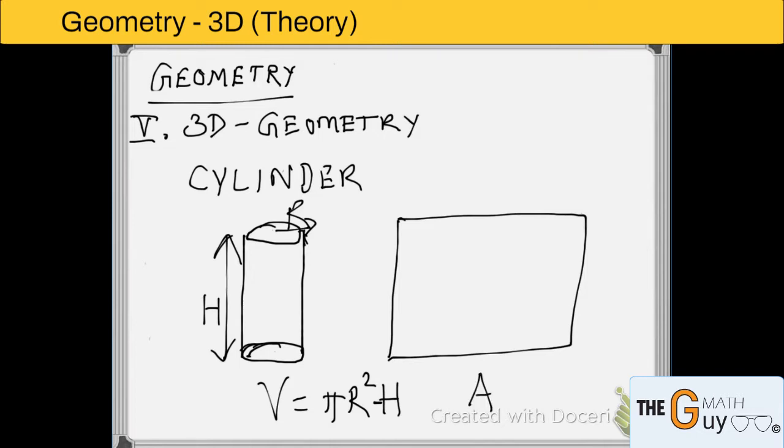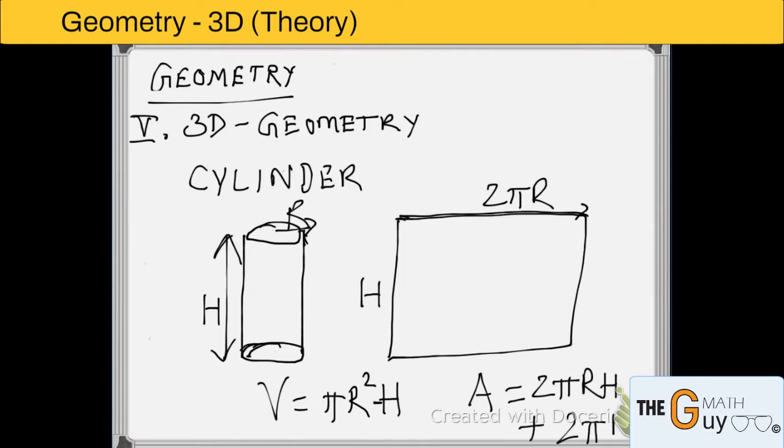The area: if you pick up the can of Coke, it would be the entire curved area where the red label is, and then there is the top circle and the bottom circle. So you have to calculate the area for all of these. If you imagine this rectangle, then this length here is basically 2 pi r. This is the height. So the surface area of a cylinder is 2 pi r h, that's the curved area, plus 2 pi r square, which is the area of the two circles, one on the top, one on the bottom. And that's it. That's all you need to know for cylinders.